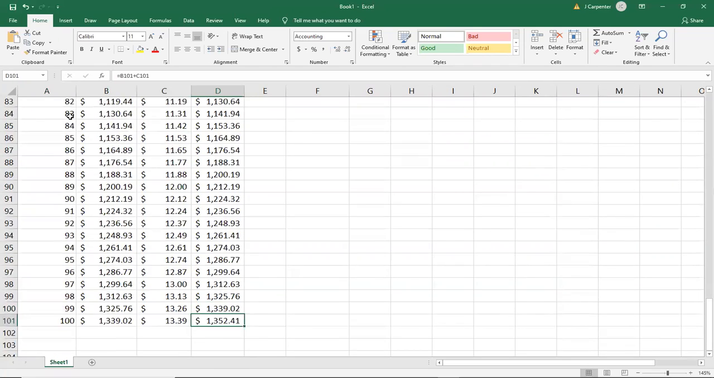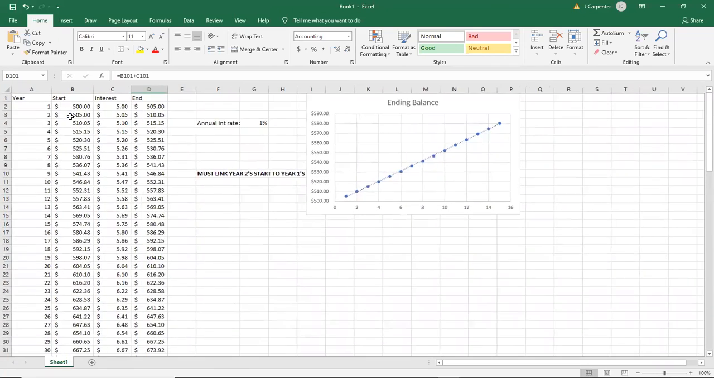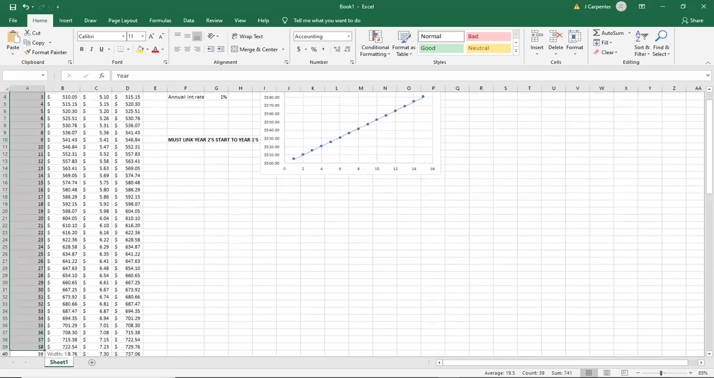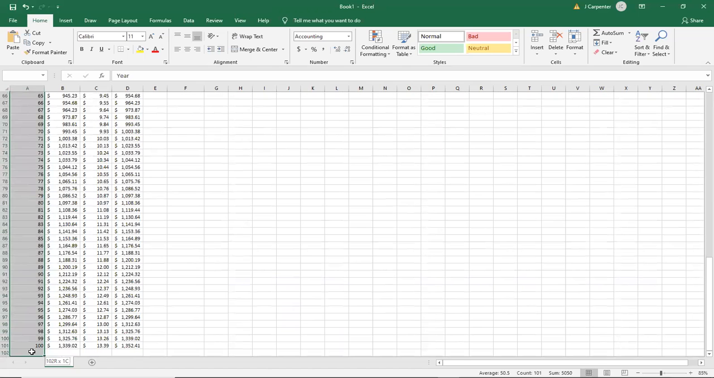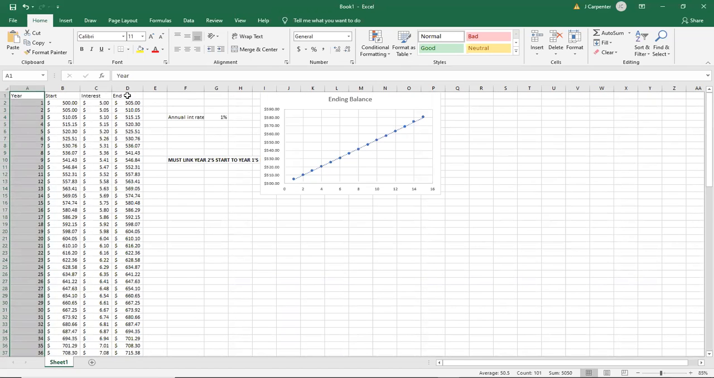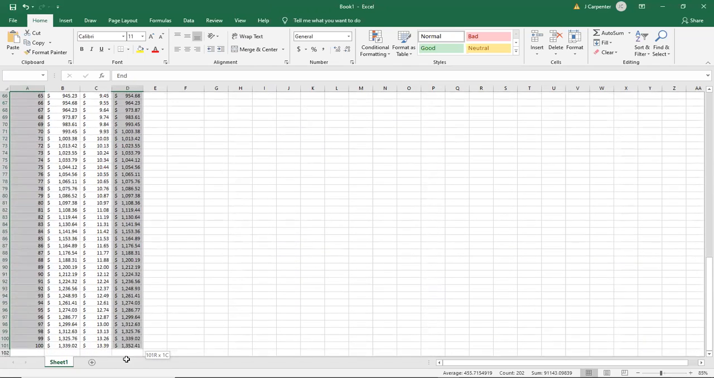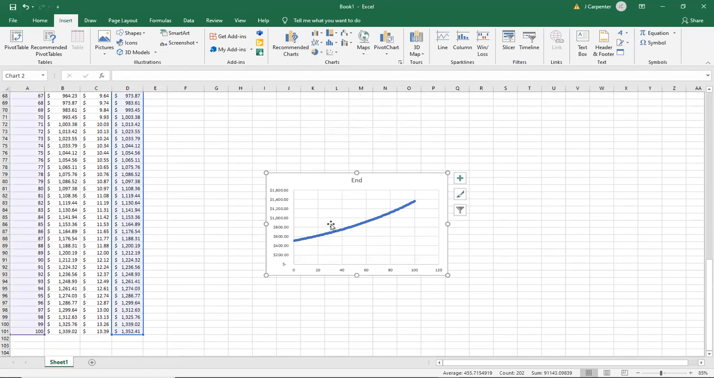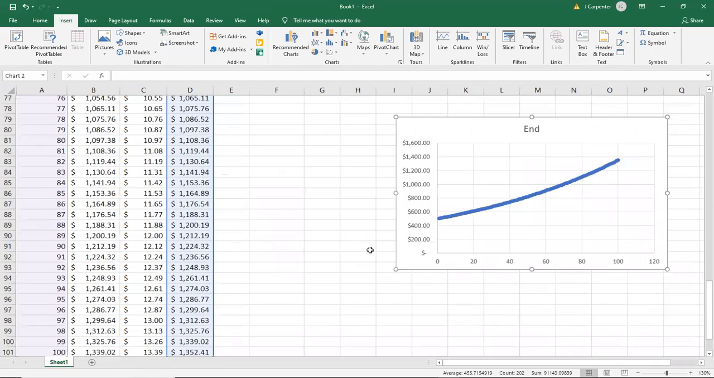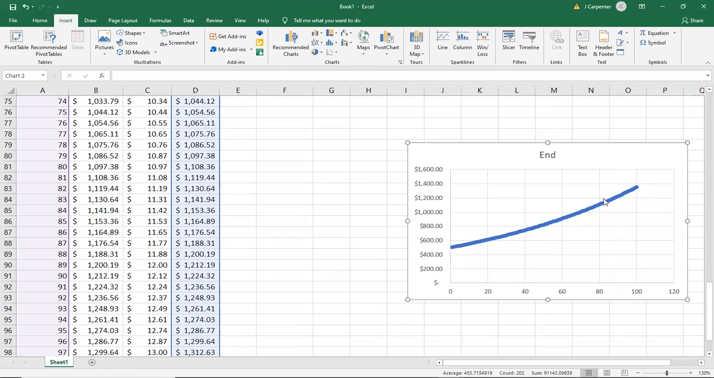That's great, right? Let me do this. So let's highlight all 100 years. Let go of the mouse, scroll back up. I'm going to hit and hold control, grab the labels, drag all the way down, let go of everything, insert, scatter chart. And you can see here that it doesn't look as linear. It doesn't look like a perfect line.